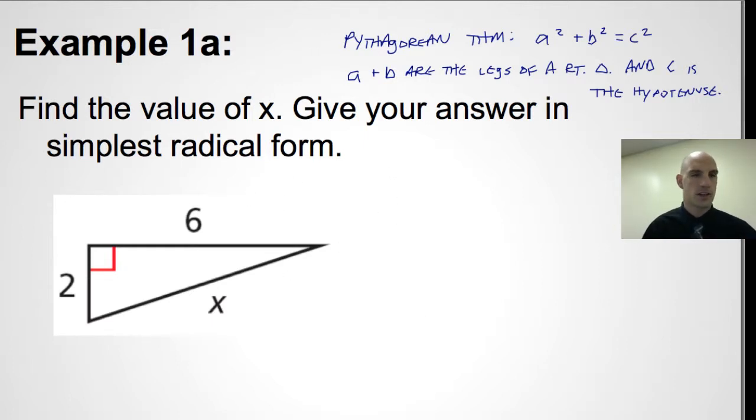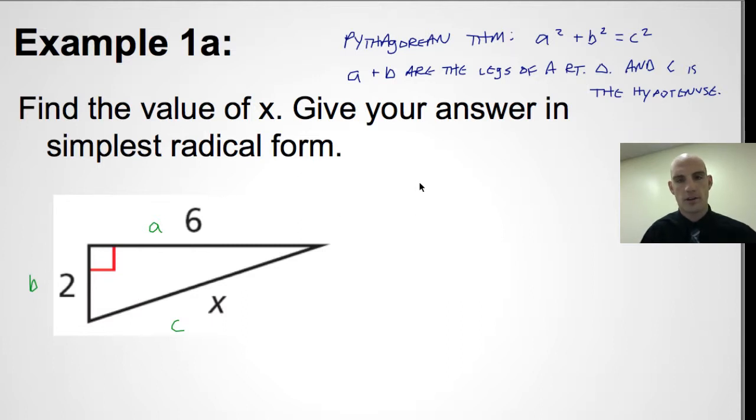What I like to do first is go through and figure out what I actually have. I'm going to label the sides a and b, and because addition is commutative, it doesn't matter what order we do them in. This x is going to be c because it's opposite the right angle. When I do a squared plus b squared equals c squared, I'm going to do 6 squared plus 4 squared equals x squared. So I'm solving for the hypotenuse, which is the unknown.